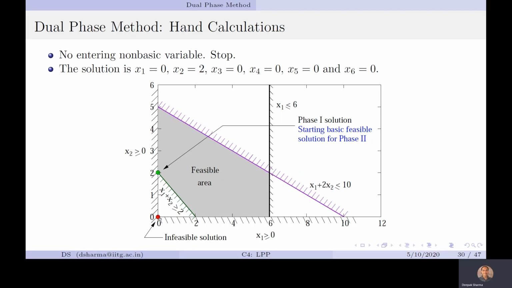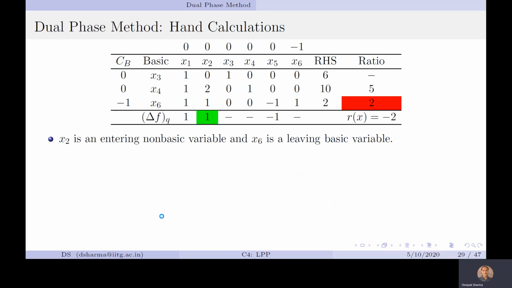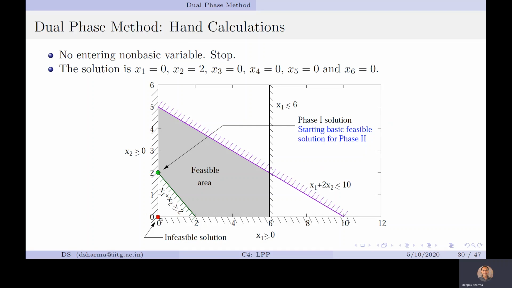So what we did here is we introduced the artificial variable so that we can start from the origin. Now I'm going back just to show you. This is our first simplex table. In this case, x3, x4, and x6 are basic. However, x1, x2, and x5 are non-basic. This means x1 and x2 are 0. So that's why we started from the 0, which is infeasible.